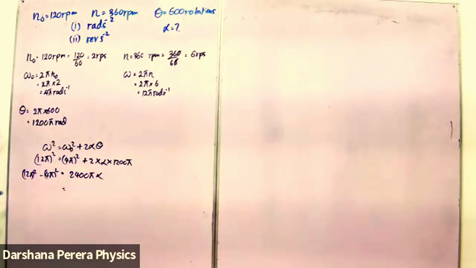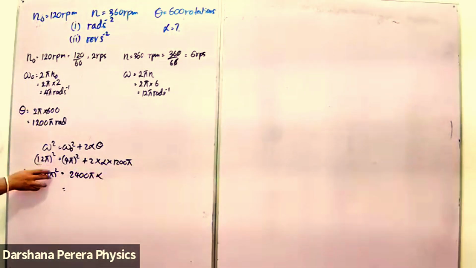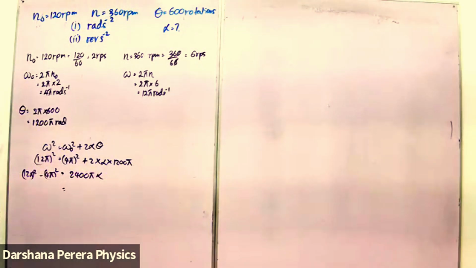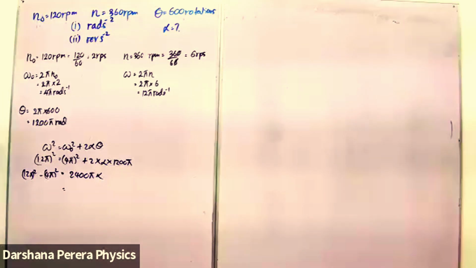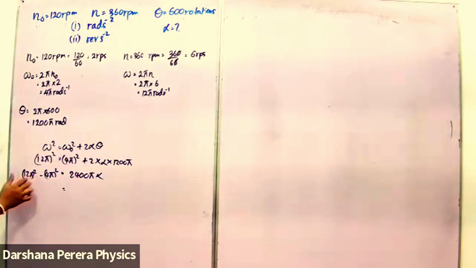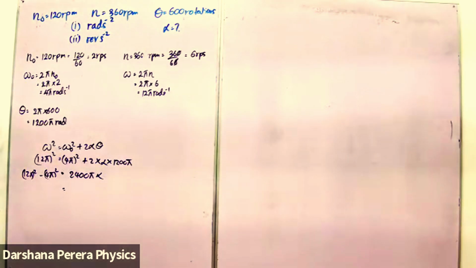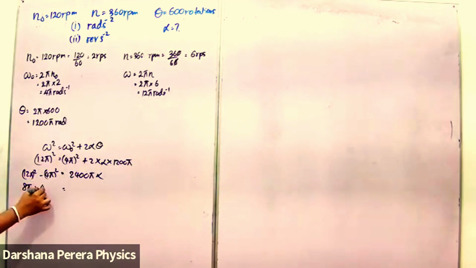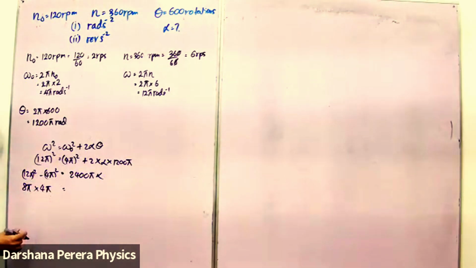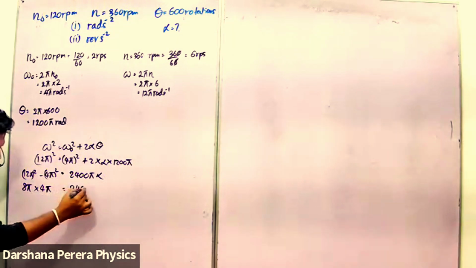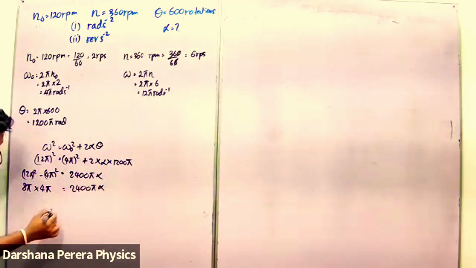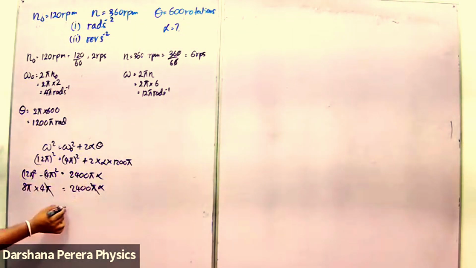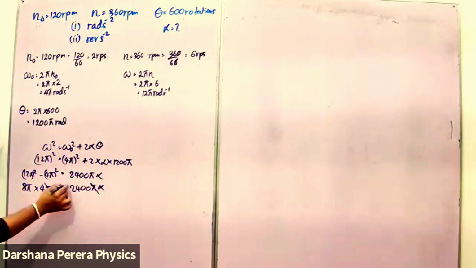Square. 12 phi square minus 4 phi square. That means the difference between the squares is 12 minus 4, that means 8 phi. Then, 4 phi. Today is very easy. Right.